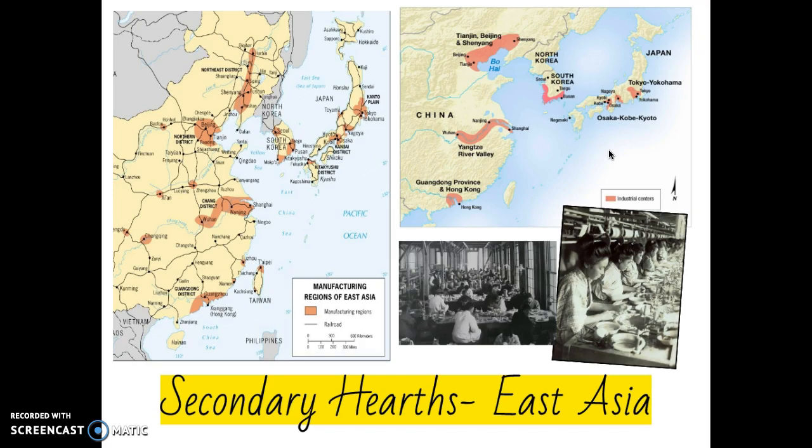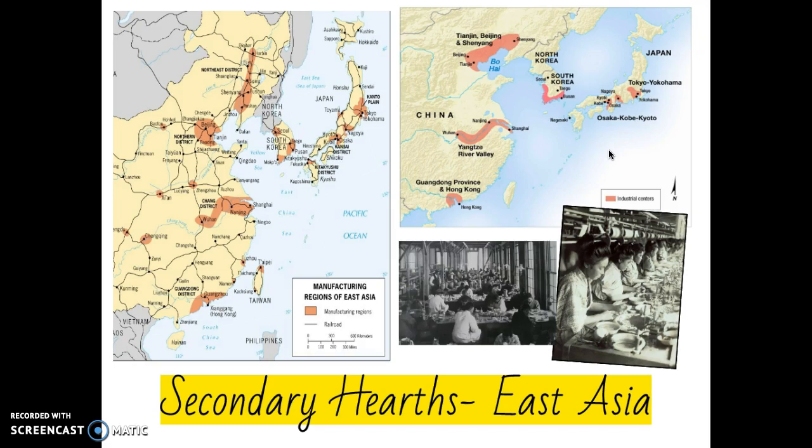Okay, East Asia is our next secondary hearth. And really within East Asia, we're just going to talk about Japan. So the Japanese government opened the Japanese economy in 1868. And when this happens, we see rapid industrialization. So prior to this time, Japan was very isolated and did not want to really be in contact or in trade with other areas of the world. But once this economy is opened up for trade, we see huge and rapid industrialization in Japan.